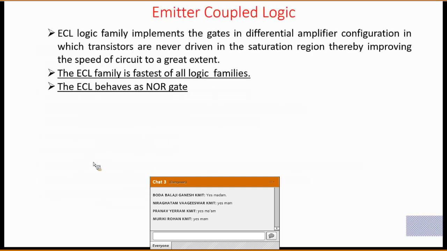And next is emitter coupled logic. This comes under the non-saturated classification of logic families. The ECL logic family implements the gates in a differential amplifier configuration in which transistors are never driven into the saturation region. That's why it is called the non-saturated classification, thereby improving the speed of the circuit to a great extent.